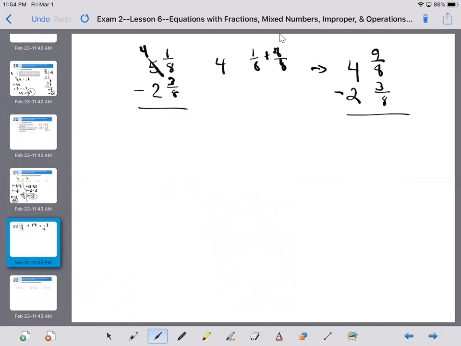So 9/8 take away 3/8 would be 6/8. 4 take away 2 is 2. And then 6/8, we want to simplify that to be 3/4.